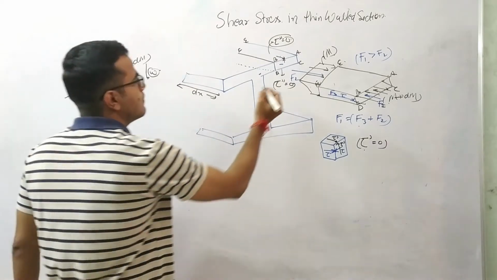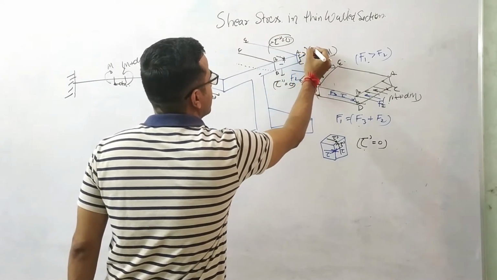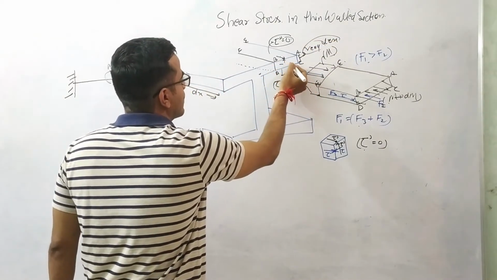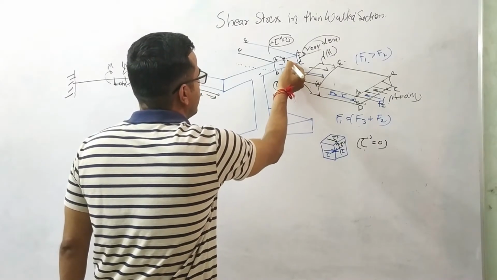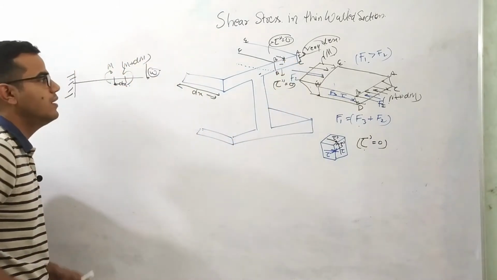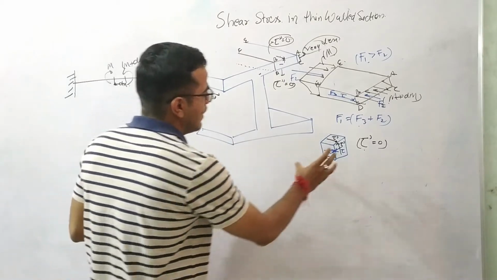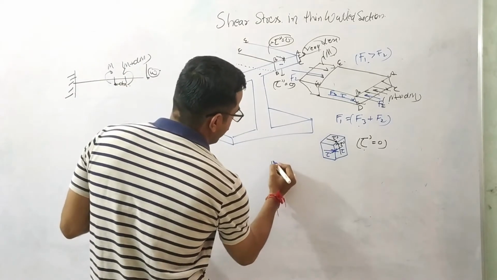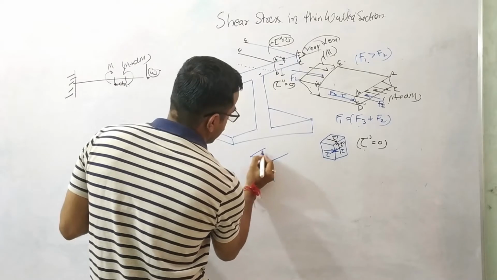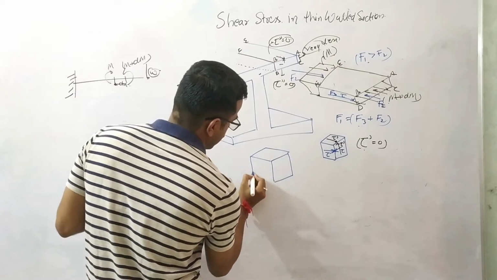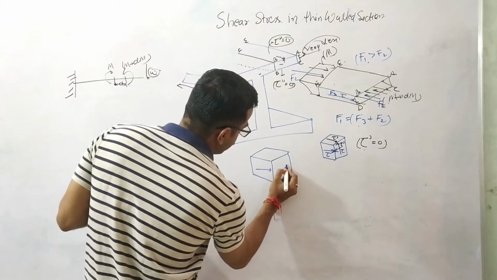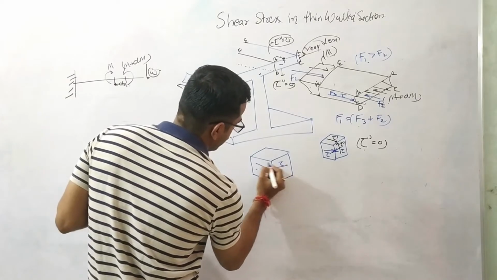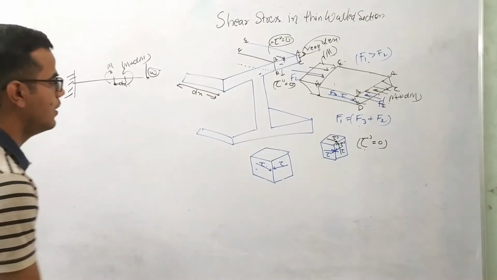And the thickness of this member is very, very small. So I can assume that the vertical shear component will be zero in this segment. So if I consider the element over here, then in that element I'll have only this component of the shear stress, this tau, the horizontal component, only.